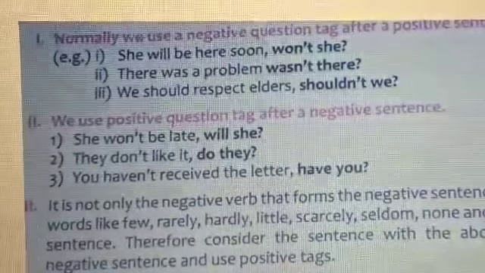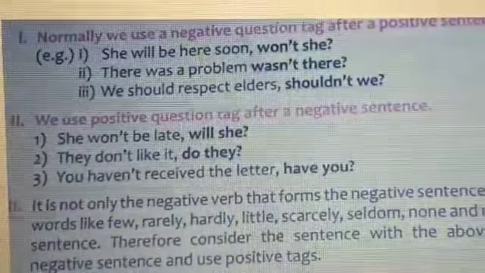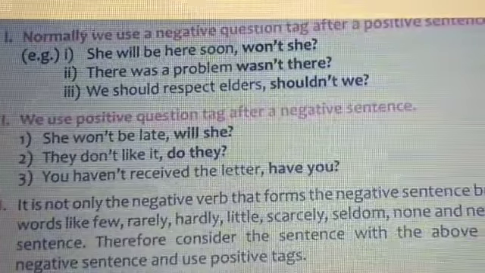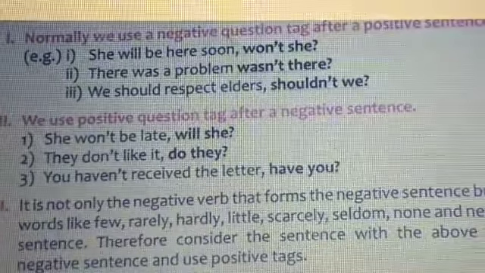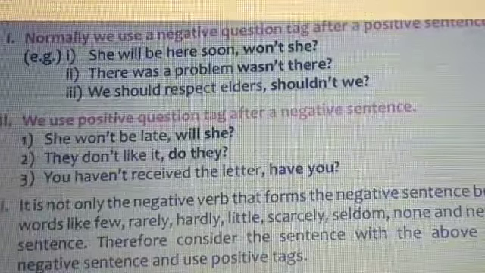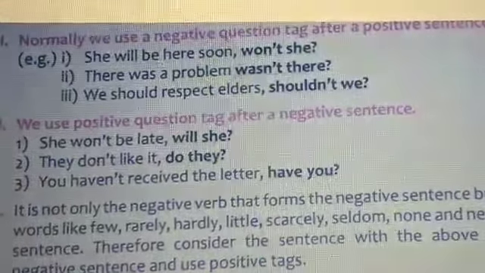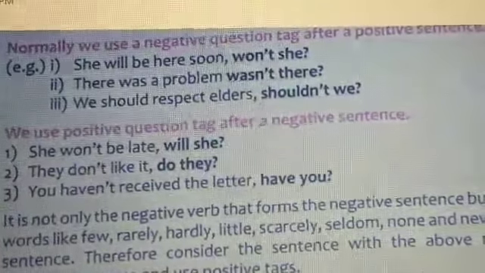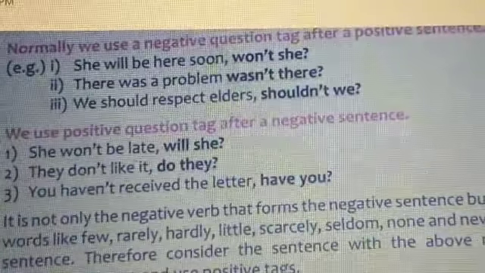Firstly, normally we use a negative question tag after a positive sentence. For example, she will be here soon, won't she? Second one, there was a problem, wasn't there? Third one, we should respect elders, shouldn't we?